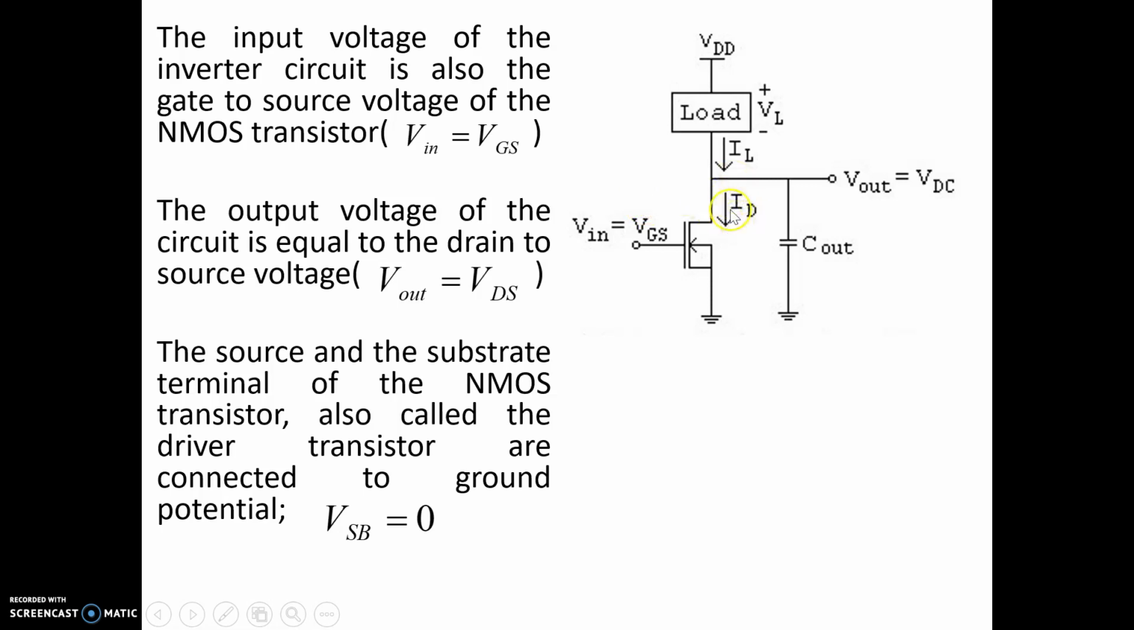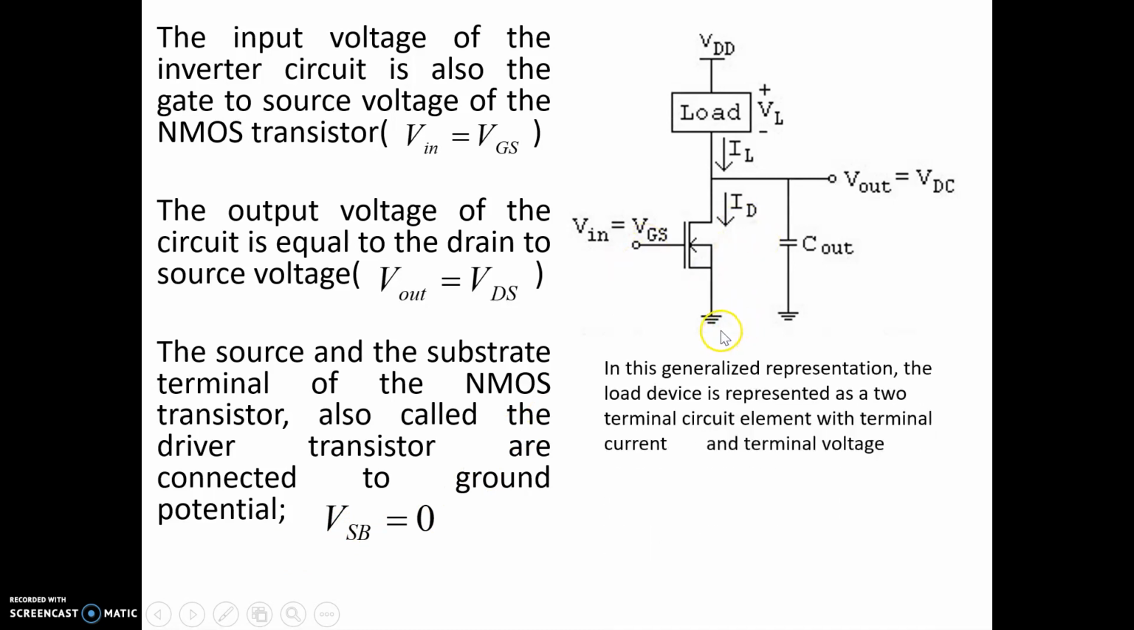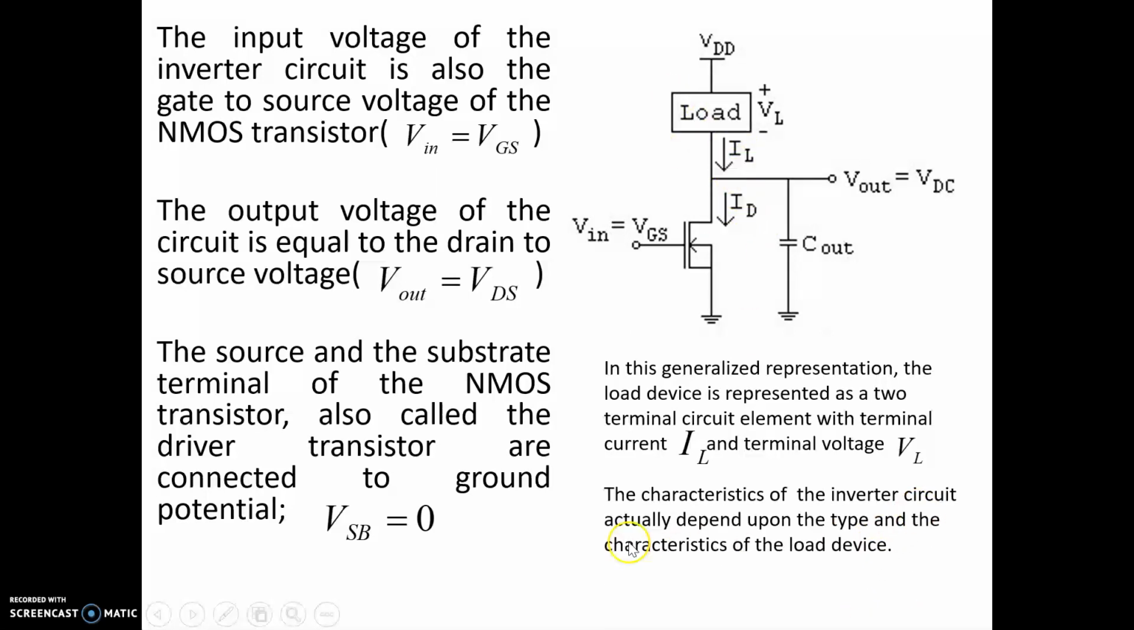In this circuit, we assume that the source and the substrate terminal of the NMOS, also called the driver transistor, are connected to the ground. So VSB equals 0. In the generalized circuit representation, the load device is represented as a two-terminal circuit with terminal voltage VL and terminal current IL. The characteristics of the inverter circuit actually depend upon the type and the characteristics of the load.